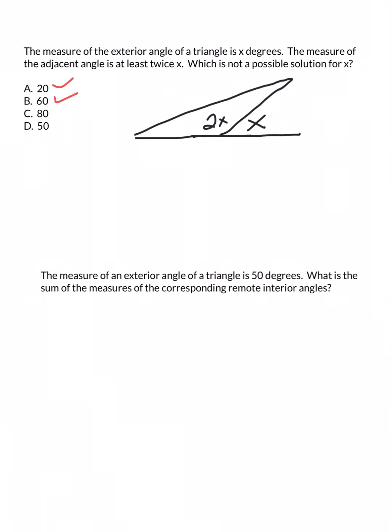Now, if I replace x with 80, then 2x would be 160. If I add these together, that's way more than 180. So therefore, the answer is C, 80. And if I try 50, that should work. If I double 50, I get 100, and that is less than 180. So the answer to that would be C, 80.